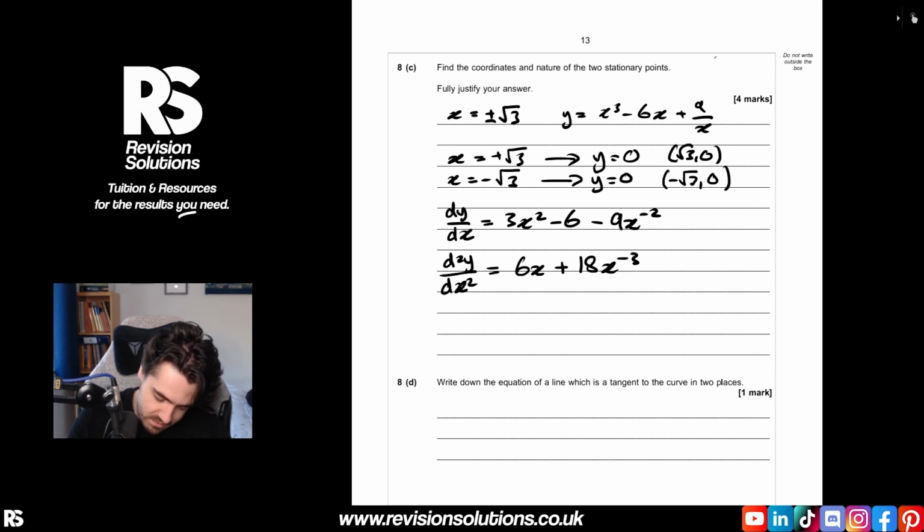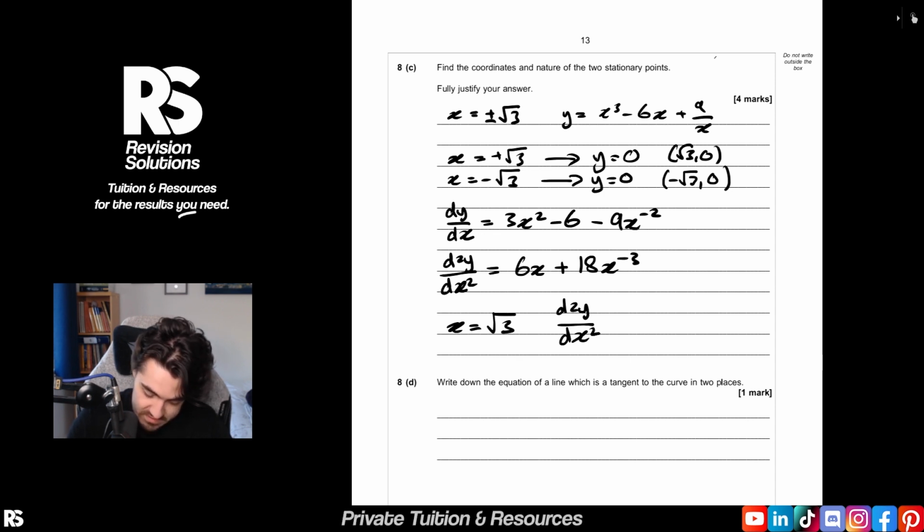So if we substitute in our x values for our stationary points, so when x equals positive root 3, the second derivative, well, if we look at it, it's 6x plus 18x to the minus 3. And if x is root 3, both of these things are positive. So the overall is definitely going to be positive as well. So that implies that the point root 3, 0 is definitely going to be a minimum.